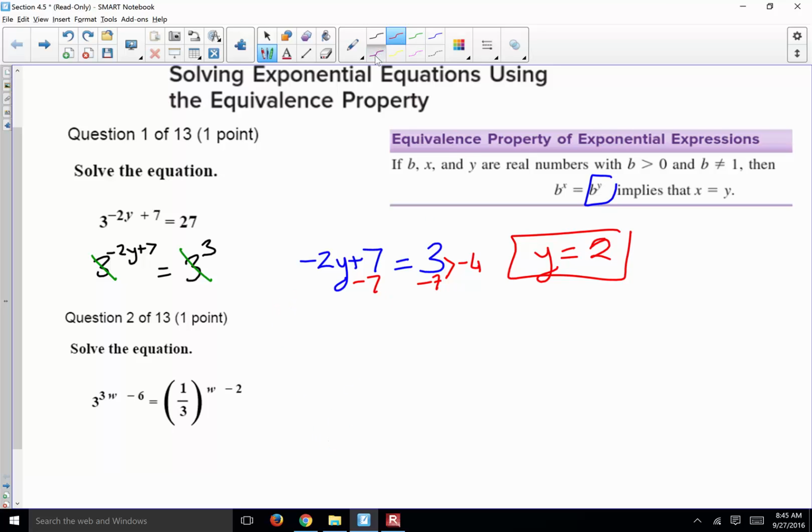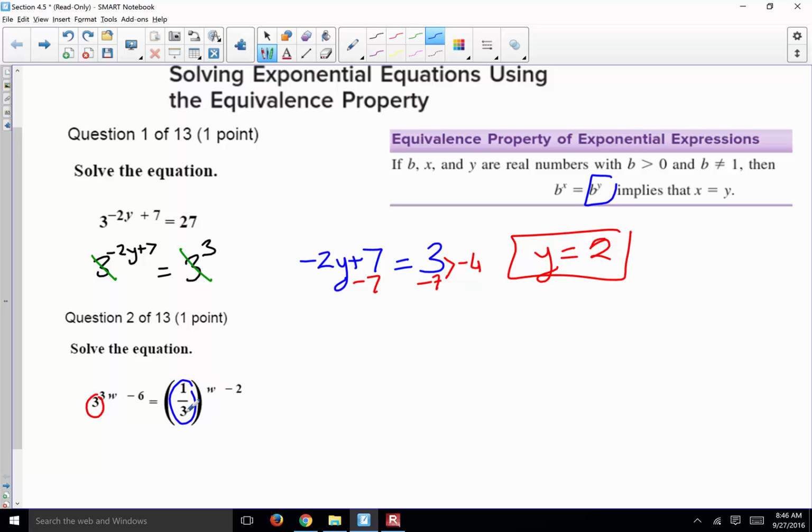All right, this is easy as well. I see 3's on both sides. I will just cancel them, cross them out, and set those exponents equal to each other, right? That's easy. Am I right? No, it's not going to work that way because these are not just 3's. This is 3. However, this is 1 over 3 raised to a power. They are two different numbers.